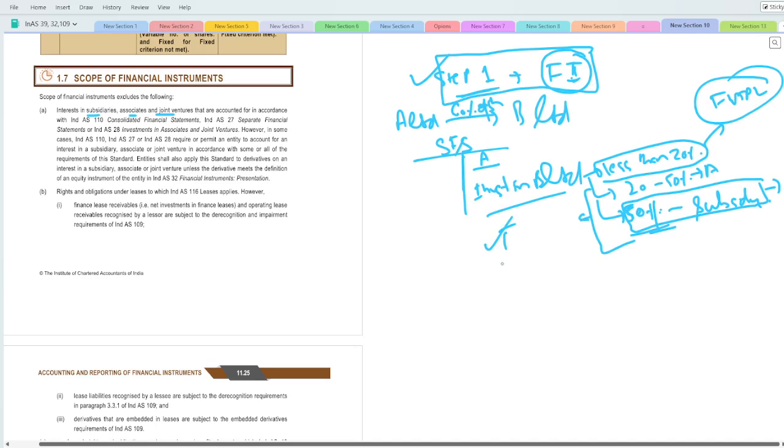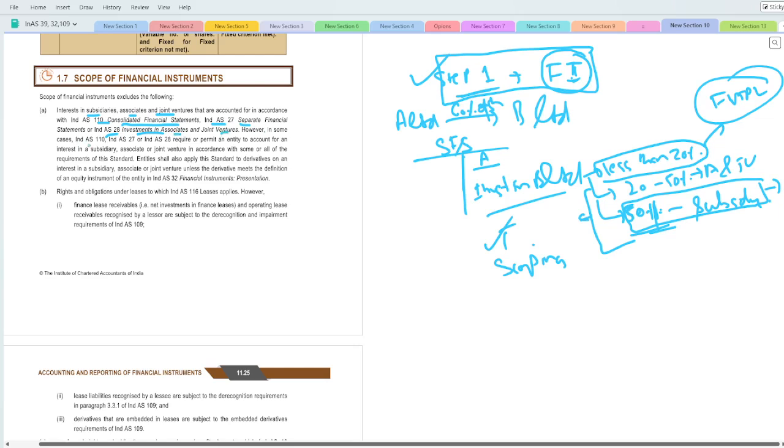So now it is talking about the scoping out, because for this 20 to 50% and the 50% more, that is for the associate and joint venture, and for the subsidiary we have a specific accounting standard that will be dealing with it, correct? So interests in the subsidiary, associates, and the joint venture that are accounted for in accordance with Ind AS 110. So this is a consolidation CFS accounting standard. And for the separate, you have Ind AS 27 separate financial statements, and Ind AS 28, that is for the associate and the joint venture.